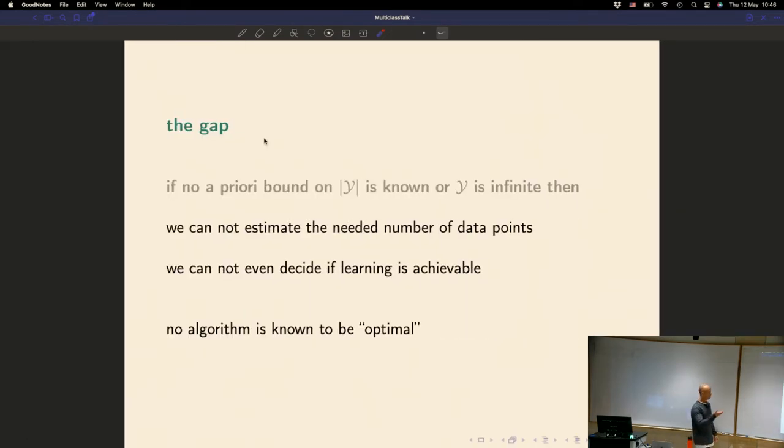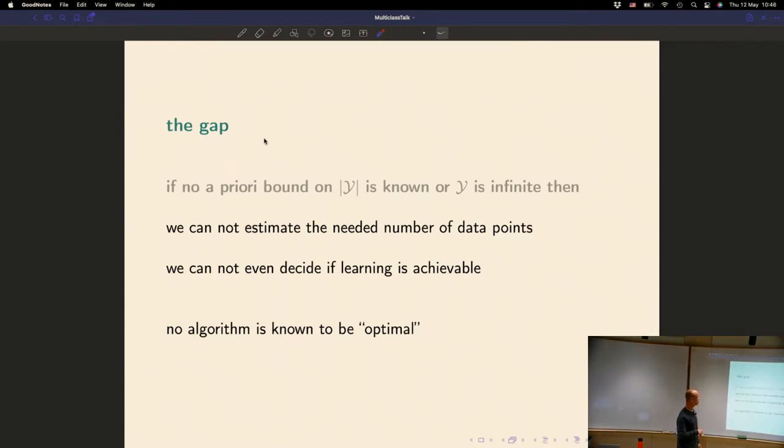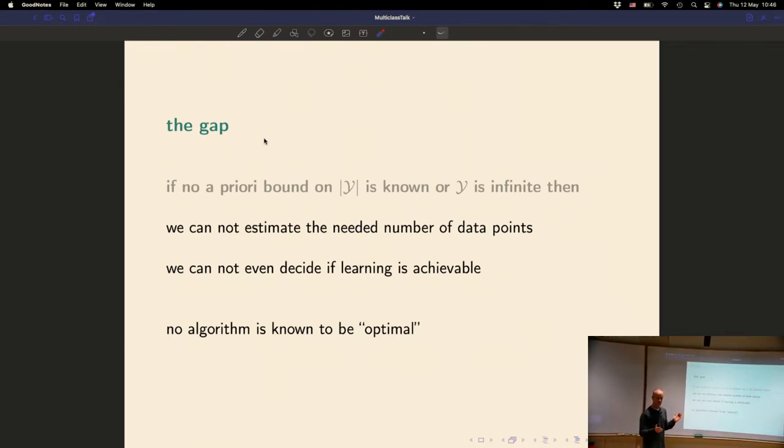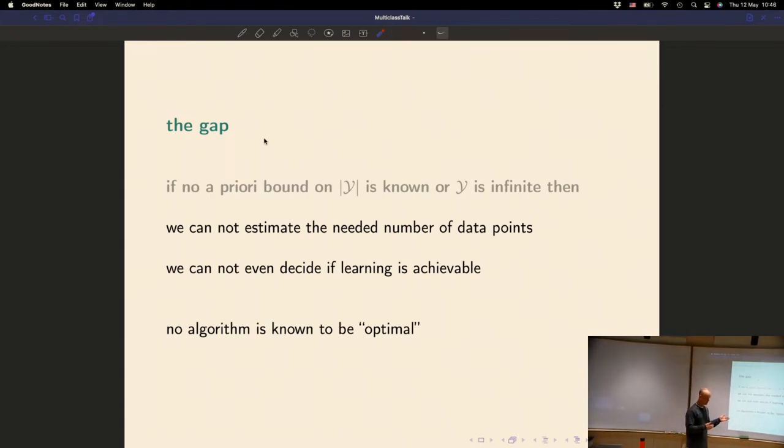The reason I'm giving this talk is that there was one part of the theory that was not complete: the number of samples this theorem gives us in order to achieve PAC learning depends on the size of Y. So if Y is infinite, for example, the previous theorem was completely meaningless. There was no way to understand what is going on. And even from an algorithmic perspective, there was no algorithm, even if not efficient, that at least achieves the best possible sample complexity. We didn't have such an algorithm.